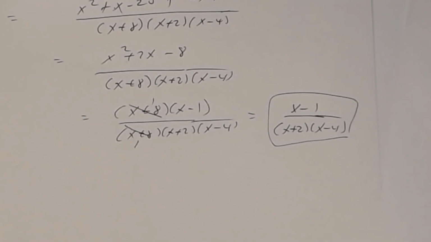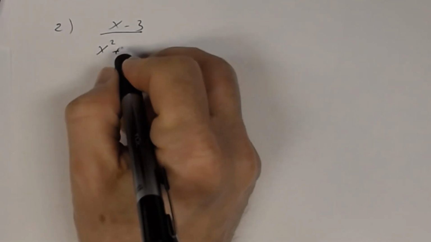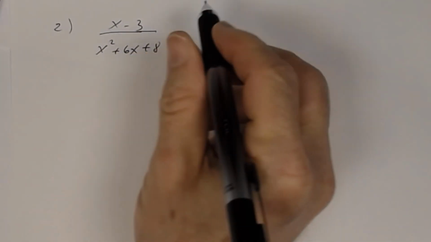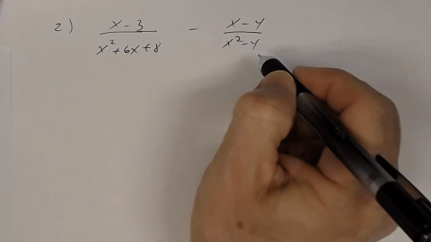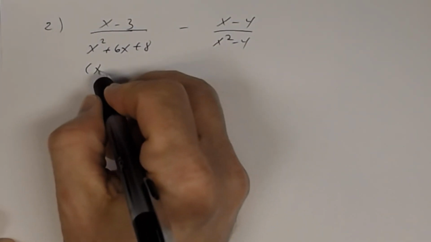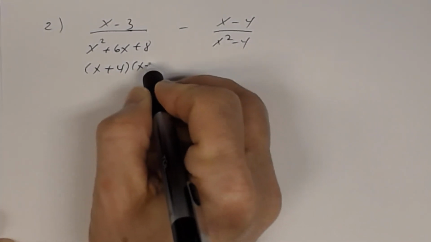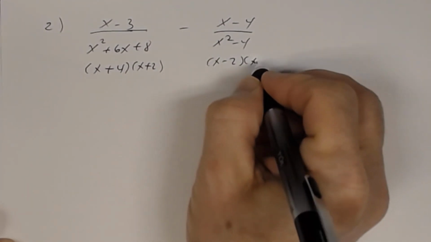Number 2, we have this. All right, number 2, we have x minus 3 divided by x squared plus 6x plus 8, and then minus x minus 4 divided by x squared minus 4. Okay? All right, so let's go ahead and factor the denominators. So I get x plus 4, x plus 2. Over here, that's the difference of 2 squares. So I get x minus 2, x plus 2.